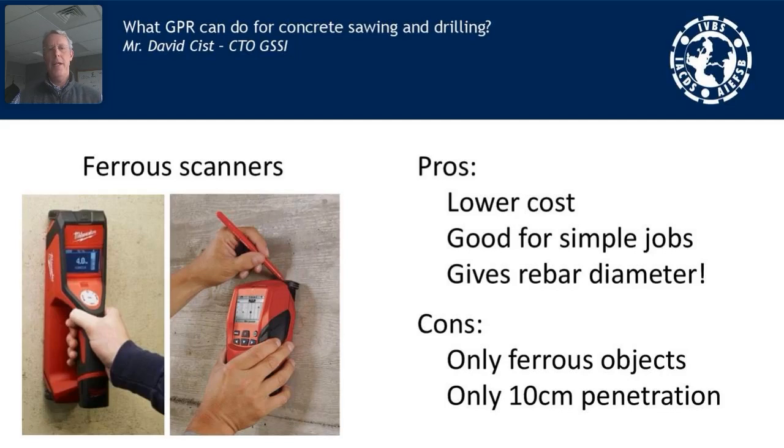There's also ferroscanning. Ferroscan simply looks at the rebar. It's great because it's a lower cost device. It's very easy to use. It's good for simple jobs of marking out bar. And it also gives rebar diameter, which ground penetrating radar cannot do. The problem is it only, of course, detects ferrous objects. It's not able to detect plastic pipe or PVC, and the penetration is not so good. But for shallow jobs, this is something you might want to have in your toolbox.